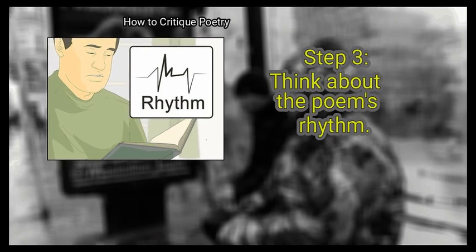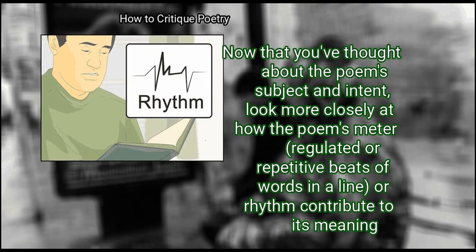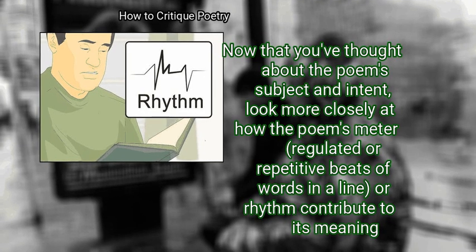Step 3. Think about the poem's rhythm. Now that you've thought about the poem's subject and intent, look more closely at how the poem's meter, regulated or repetitive beats of words in a line, or rhythm contribute to its meaning.